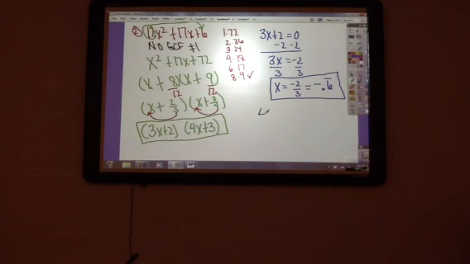We do the same thing for our other factor, 4x plus 3. We set it equal to 0. We use algebra skills to simplify and solve for x. So 4x equals negative 3. Since 4 is multiplied to x, we need to divide by 4. And we get x is negative 3/4, or negative 0.75. That represents your second x-intercept.